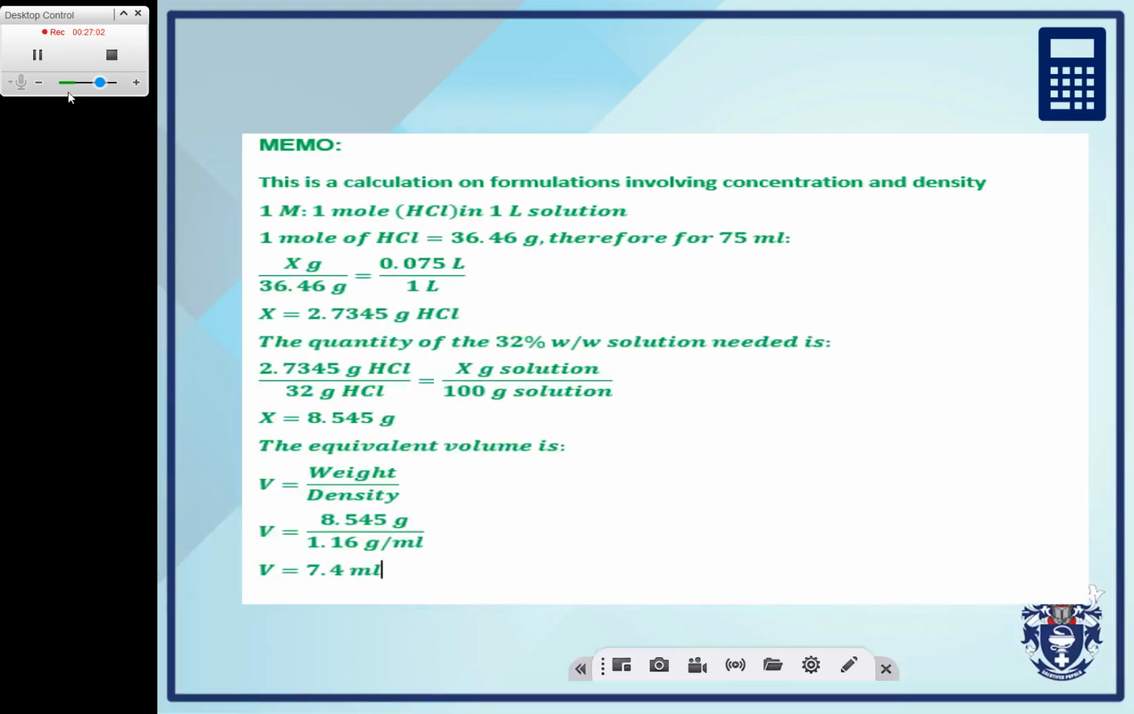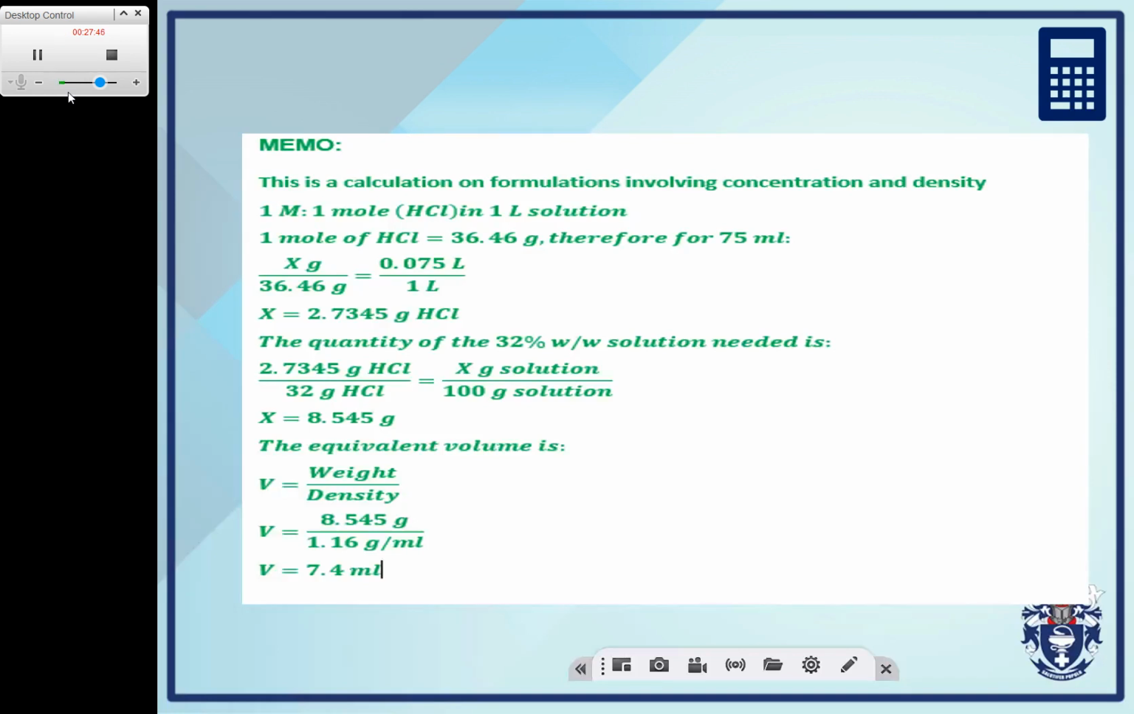Again, there is more than one approach to this question. I'm going to explain the one that's on the slide. As I've mentioned, you need to be aware that you're going to use both density and concentration. And we start off with 1 molar. As I've said, it's 1 mole of hydrochloric acid in 1 liter of solution. You don't need to prepare a liter. You only have to prepare 75 milliliters of a solution with a strength of 1 molar. So if 1 molar equals 1 mole, that will be 36.46 grams of hydrochloric acid in 1 liter of solution.